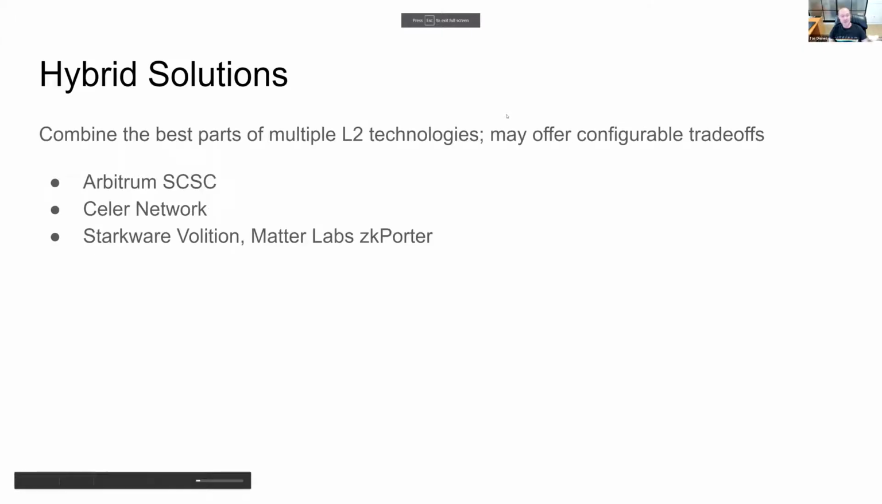Okay, so we have hybrid solutions which combine the best parts of multiple layer 2 technologies and may have configurable trade-offs. So we've got Arbitrum, which has a design called sidechains and state channels, which kind of combines benefits of both sidechains and state channels, as the name implies, but also can fall back to an optimistic rollup. So it's kind of 3-in-1. We've got Stellar Network, and we've got Starkware's Volition, Matter Labs, ZK Porter. These are all different examples of hybrid technologies that can give you configurable trade-offs and the best of multiple worlds.